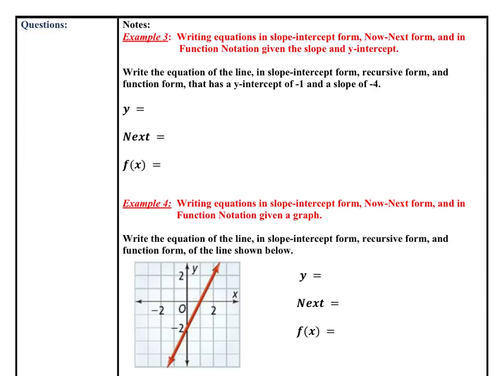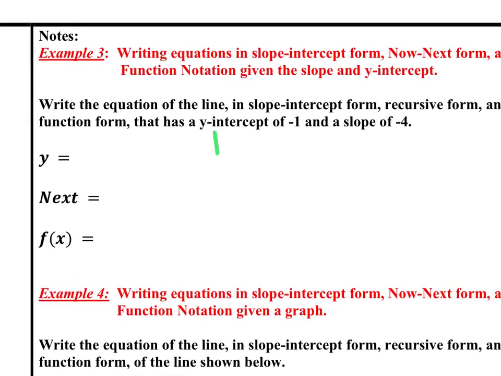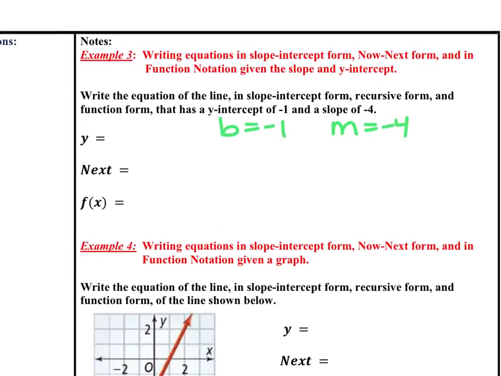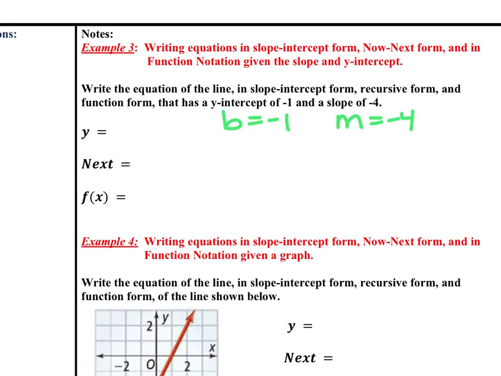Next example, we're going to write equations in slope-intercept form, next-now form, and function notation. This time it should be pretty simple. We're given a y-intercept and a slope. We are told that our y-intercept is negative 1, so that means that b is negative 1. And we're told our slope is negative 4, that's our m. Let's write this in the three forms. It's y equals mx plus b, so it'll be y equals negative 4x minus 1.